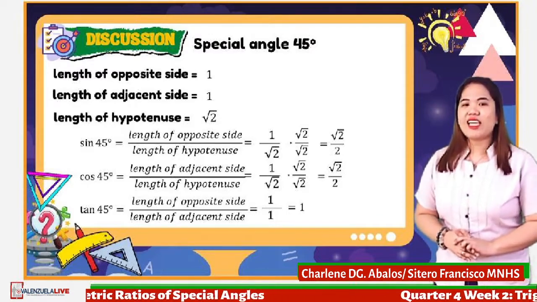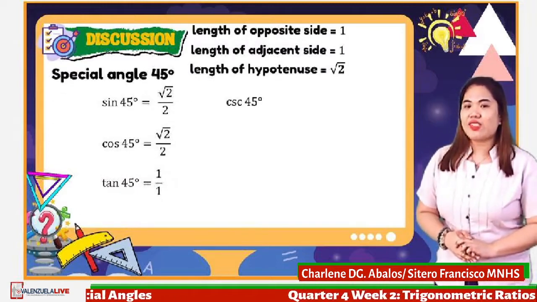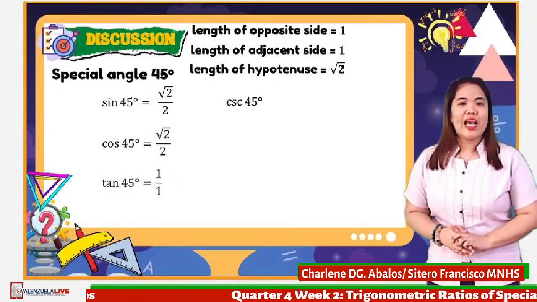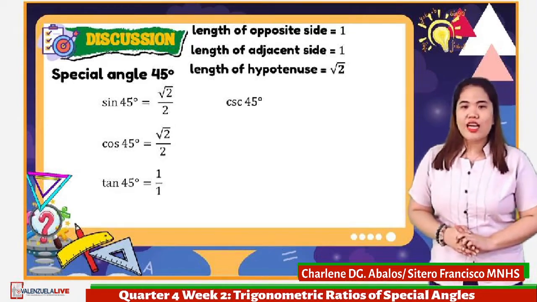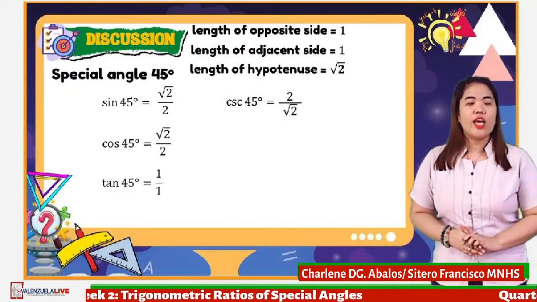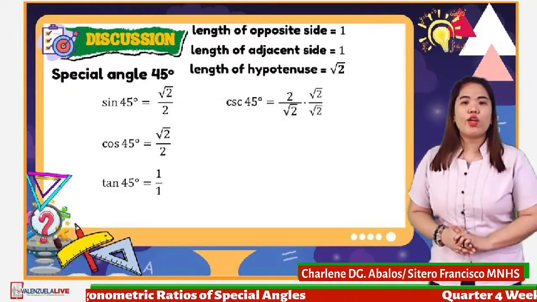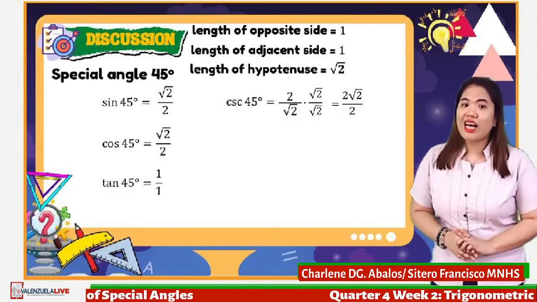Let's find cosecant 45 degrees. Since cosecant is the reciprocal of sine ratio, it will be 2 over square root of 2. Rationalize by multiplying square root of 2 to both sides of the equation. Therefore, it will be 2 square root of 2 over 2, or simply square root of 2 since we cancelled out 2.